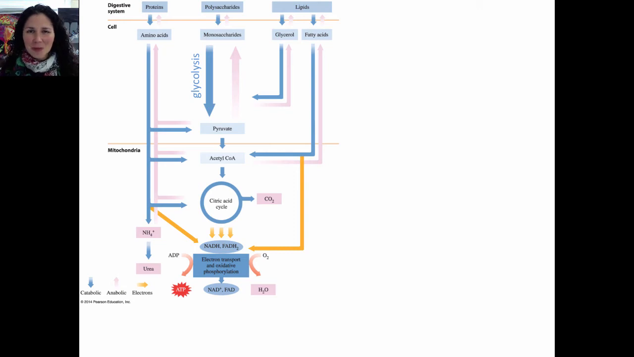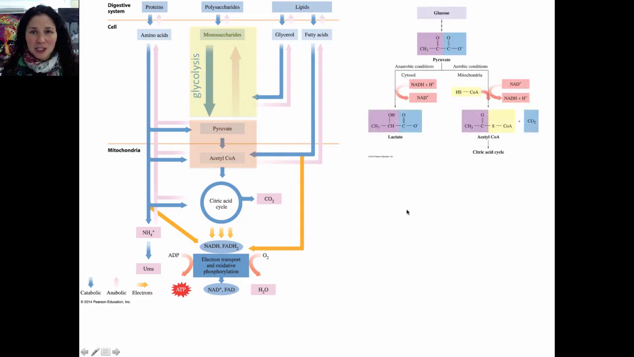This is a video to help you through the activity on the citric acid cycle, which is also called the Krebs cycle in some textbooks. Here's the overview of metabolism from your textbook. In the most recent activity, we talked about glycolysis and the conversion of pyruvate into acetyl-CoA during aerobic metabolism.